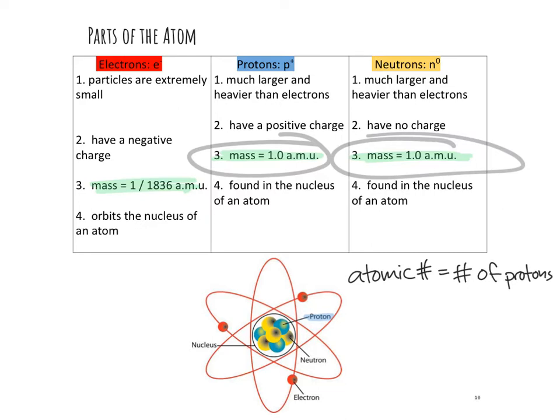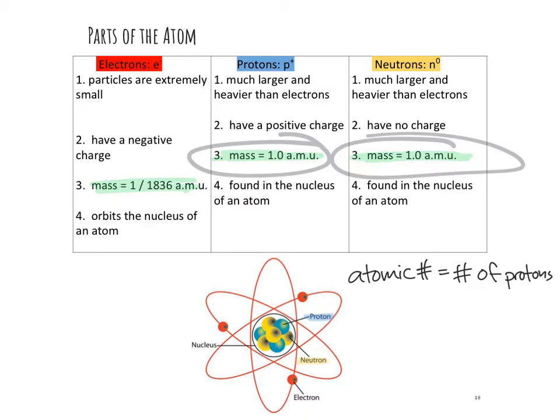But also in the nucleus you have neutrons, which are neutral. So the number of neutrons in an atom can vary. The number of protons makes it a specific element, but it can have all sorts of different numbers of neutrons. This is called an isotope.